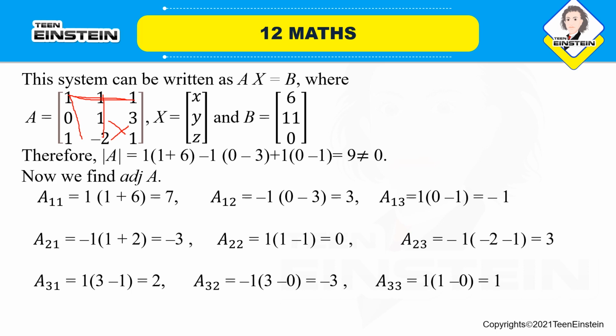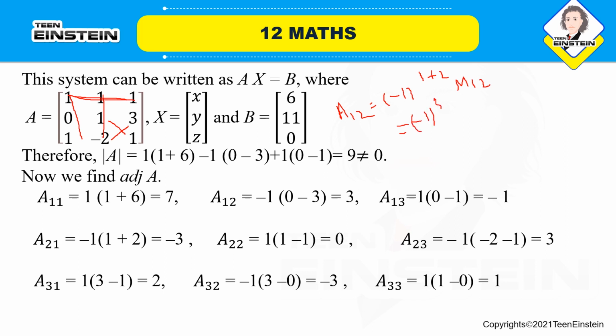Okay. What is the first cofactor? A11. Cofactor of small a11 is capital A11. Okay. So it is 1 into 1 plus 6. So you are getting 7. What is the cofactor of small a12? It is capital A12. So by definition this is minus 1 whole to the power 1 plus 2. Right? I am finding the cofactor of small a12. So capital A12 is equal to minus 1 whole to the power 1 plus 2 into the corresponding minor m12, right? So this is minus 1 whole cube.